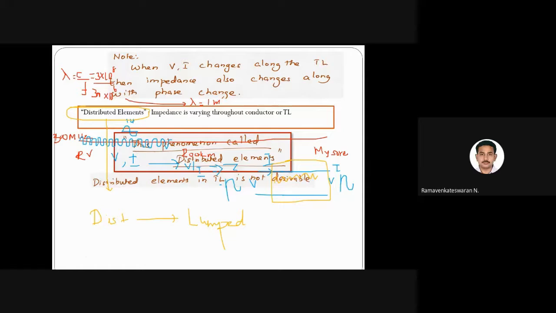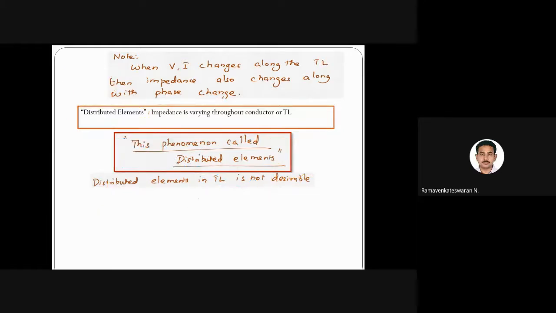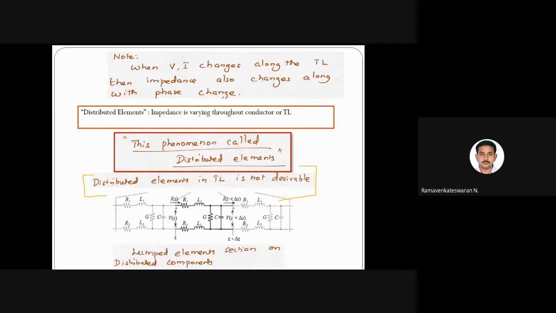So this is called distributed elements. I think I erased everything. This phenomenon called distributed elements is not desirable, as I mentioned earlier. So this is what exactly transmission lines look like. A simple two-wire line at a higher frequency will be more complicated, like this. You have RL components, you have GC components, and that is going to be added in every section of the transmission line.